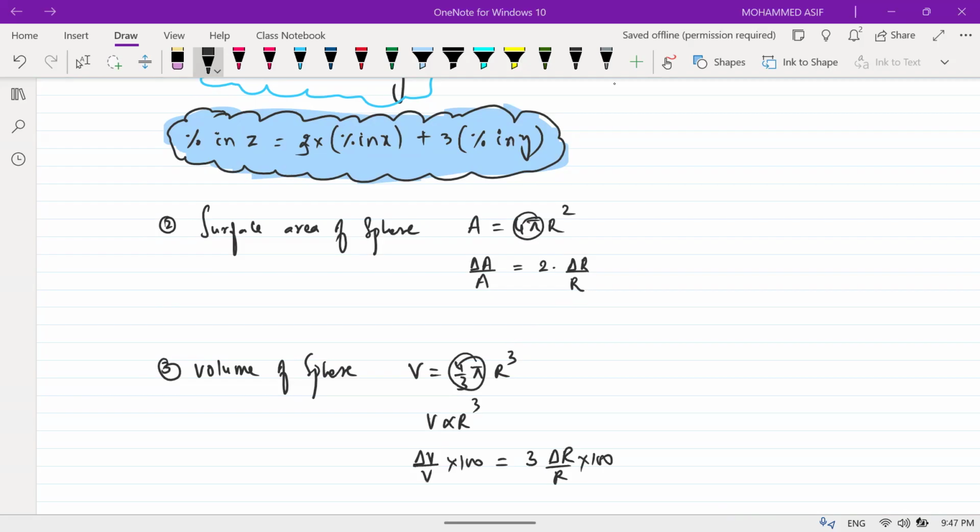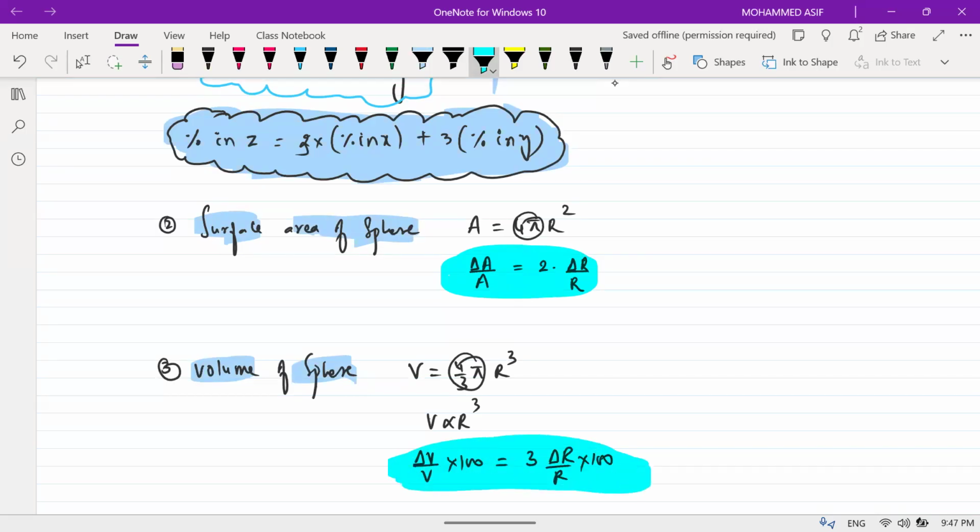Chalo, very good. So I got the answer for surface area of sphere and volume of sphere relation. For that one, delta A by A is 2 into delta R by R and delta V by V is equal to 3 times of delta R by R.